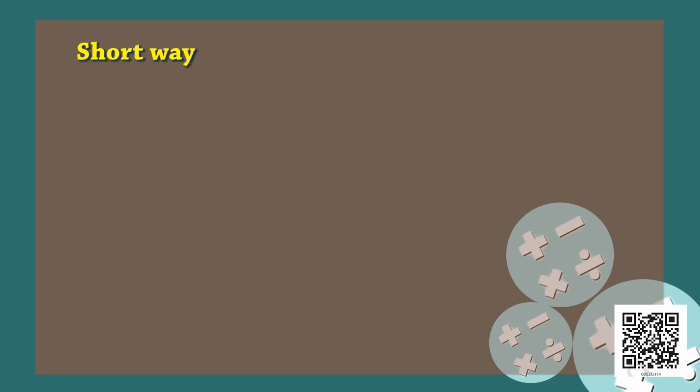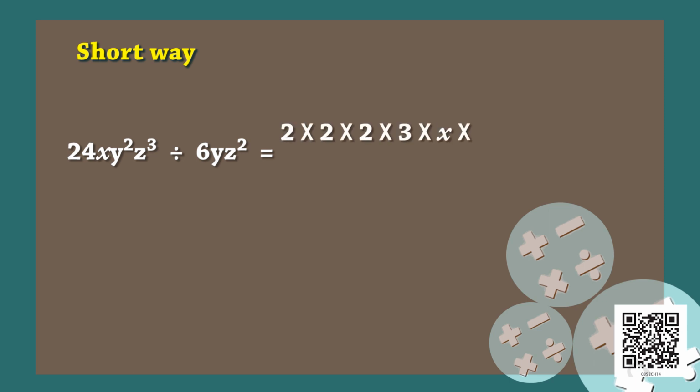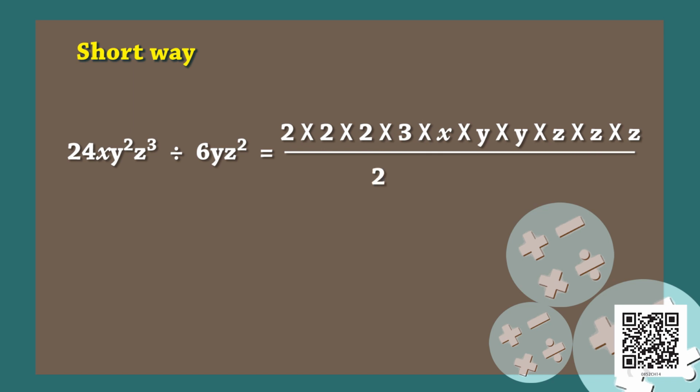A short way to do the cancellation of the common factor is given as follows. Look at 24xy square z cube divided by 6yz square is equal to 2 into 2 into 2 into 3 into x into y into y into z into z into z divided by 2 into 3 into y into z into z. Now, by cancelling common things, we are left with 4 into x into y into z, that is equal to 4xyz.